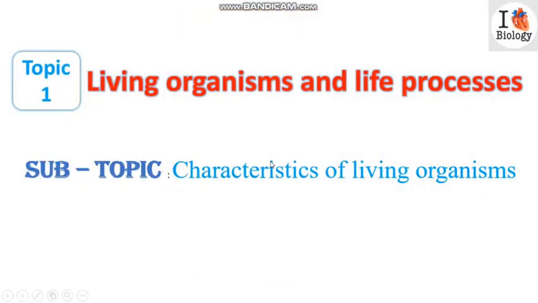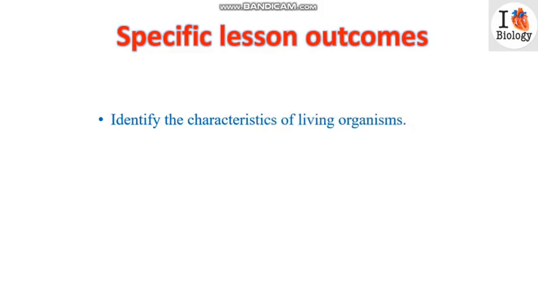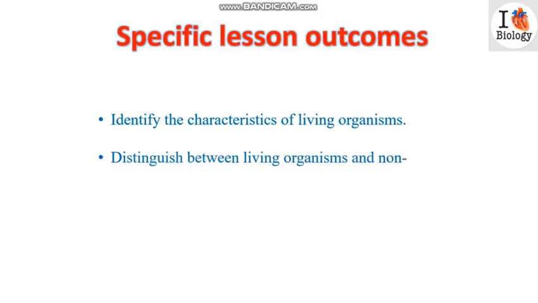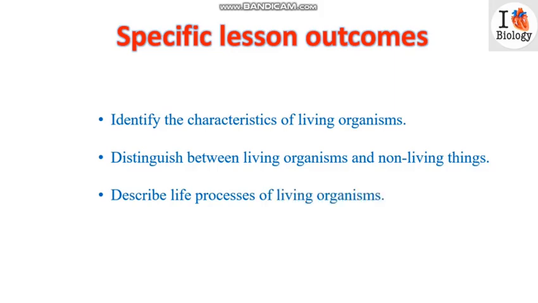So let's now look at topic 1. Under topic 1, we are looking at living organisms and life processes. The subtopic is characteristics of living organisms. We now look at the specific lesson outcomes. Here we are going to identify the characteristics of living organisms. We are also going to distinguish between living organisms and non-living things. We are also going to describe life processes of living organisms.